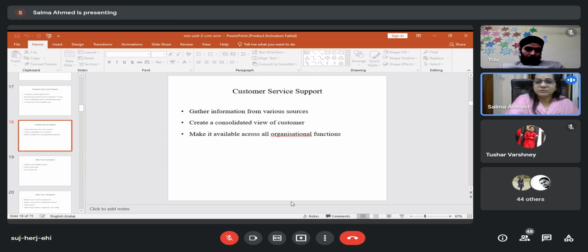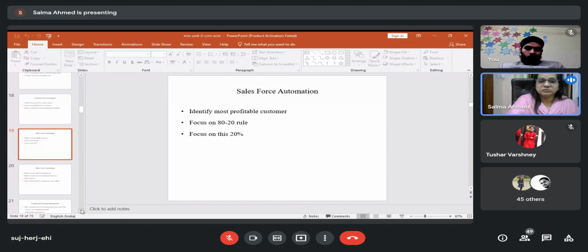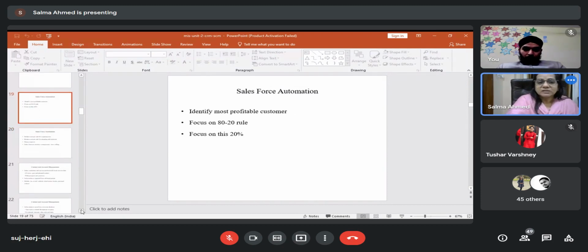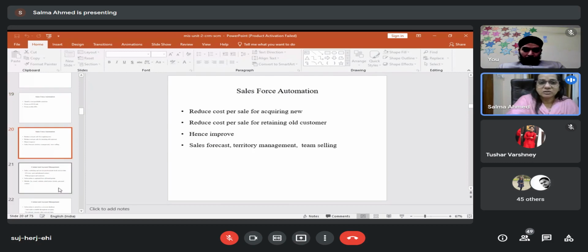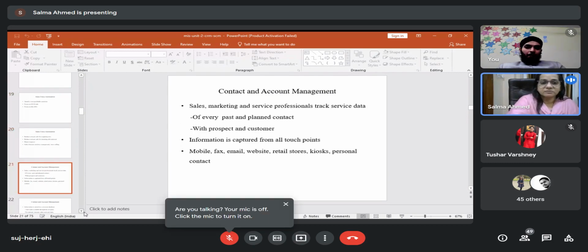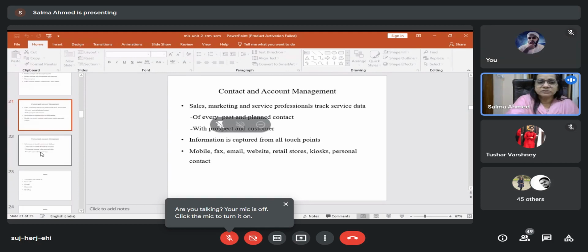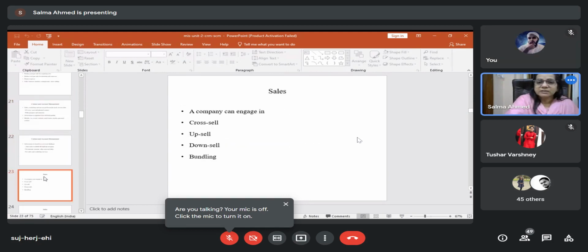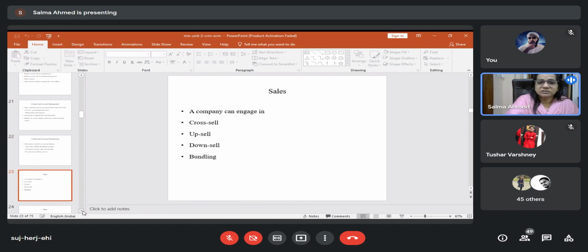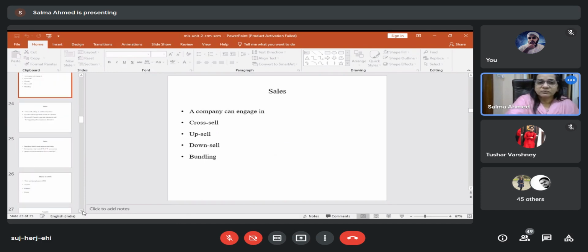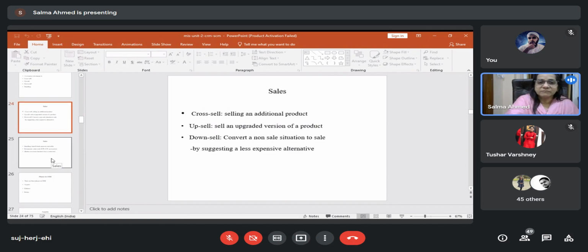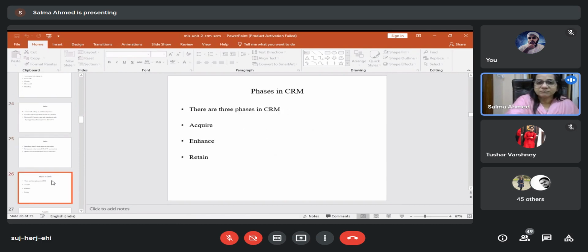Then it is used for customer service support, which means that we gather information from various sources and also distribute this information to every touch point in the organization. Salesforce automation, we discussed this also. Then we talked about contact and accounts management, that we distribute this information to every point of contact. Then the company can also engage in cross-sell, upsell, downsell, bundling. We were over with all this. We did discuss what we mean by downsell, upsell, cross-sell.